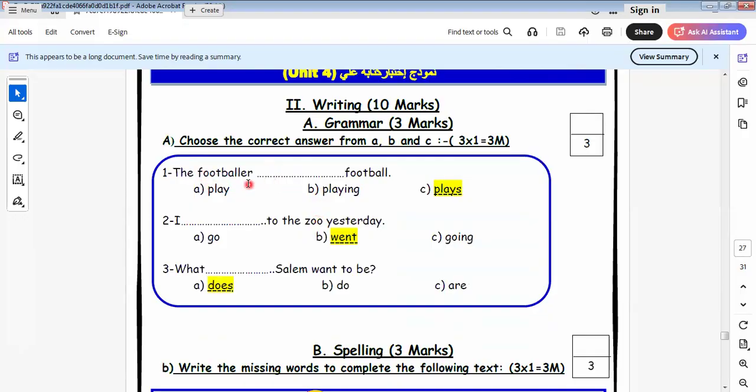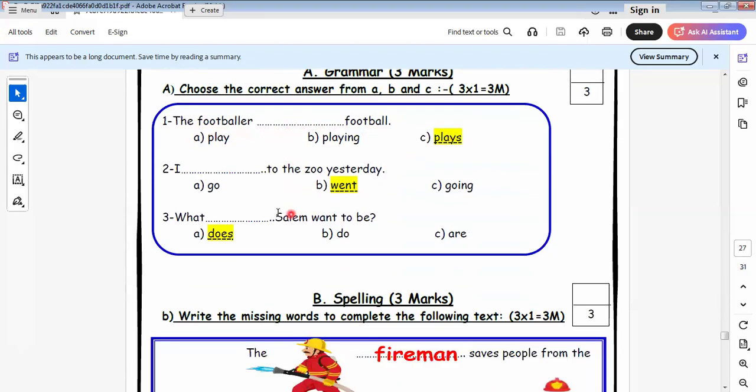The footballer. So now we know we have two meanings for footballer. We have footballer and we have soccer player. Both are correct. It means the one who plays football. The footballer plays football. I went to the zoo yesterday.